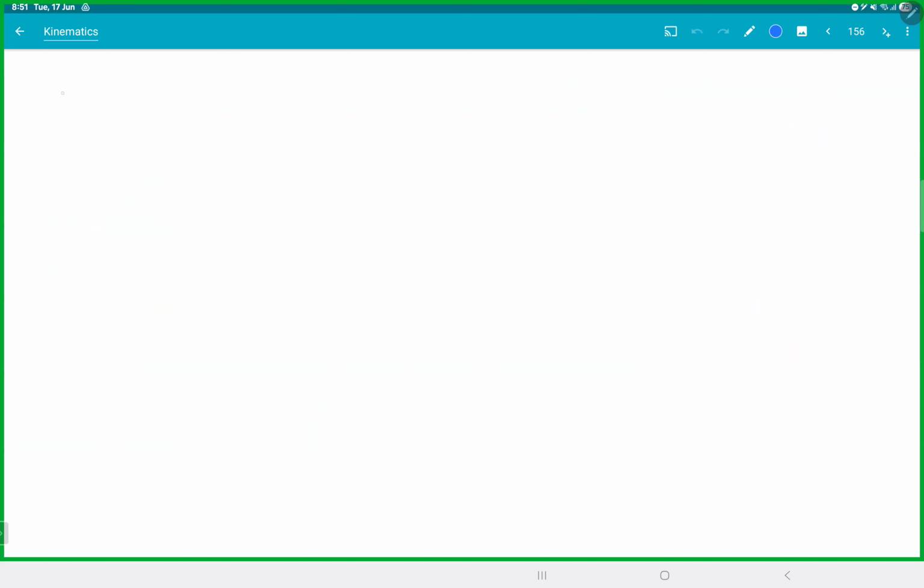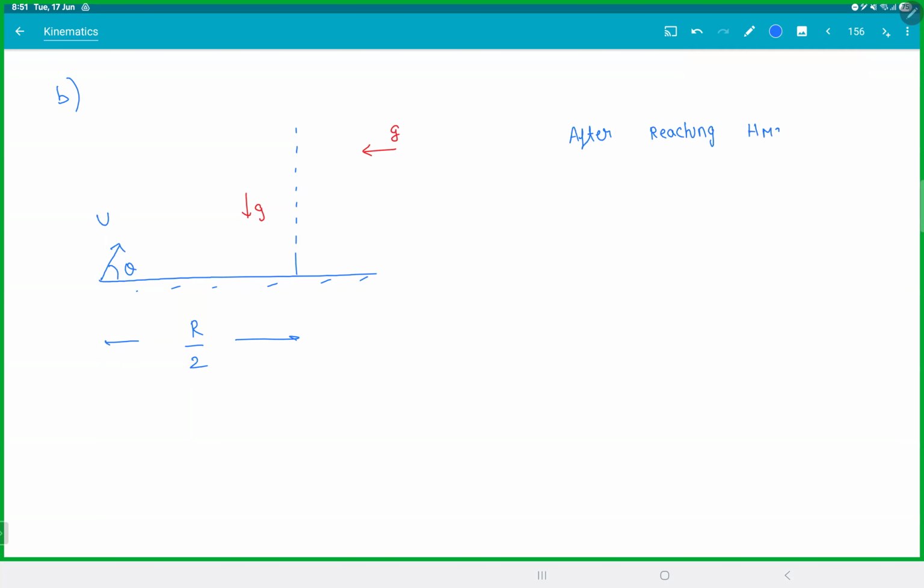Similar thing, what if you project it with u and theta, when it reaches this h max, r by 2, the gravity is g this way and the gravity becomes horizontal. Find time of flight. This is another weird planet. After reaching h max, after r by 2, the gravity is horizontal.